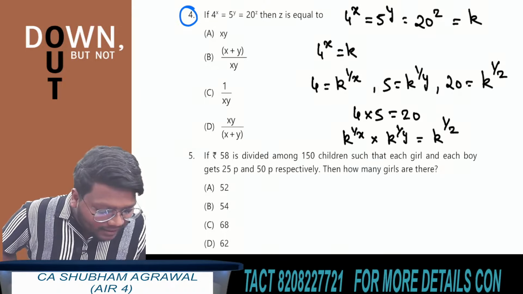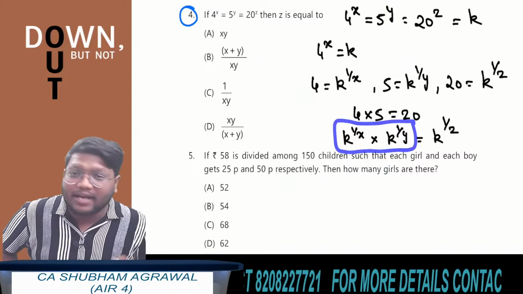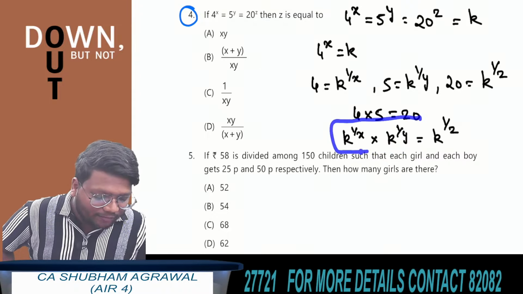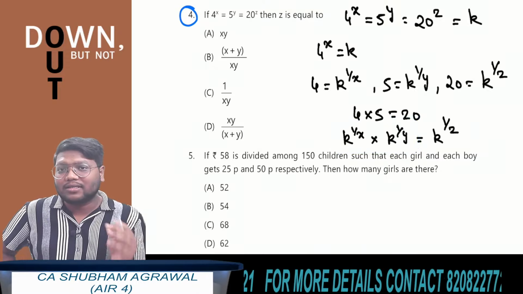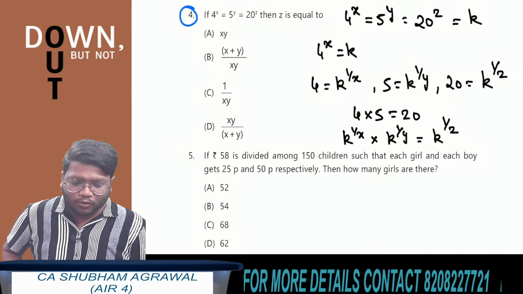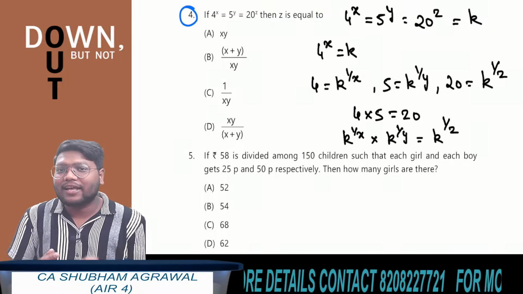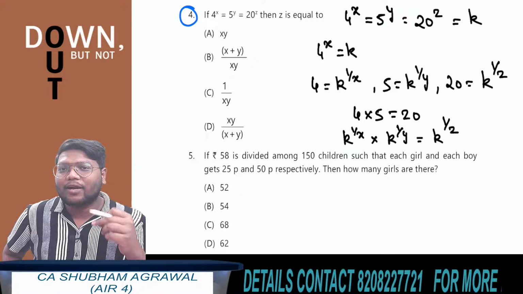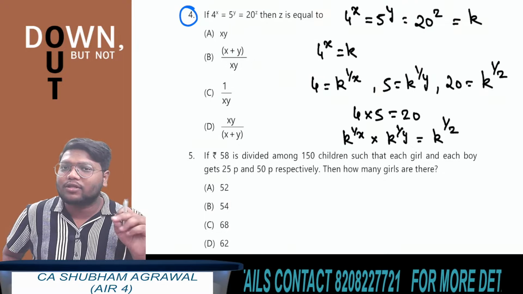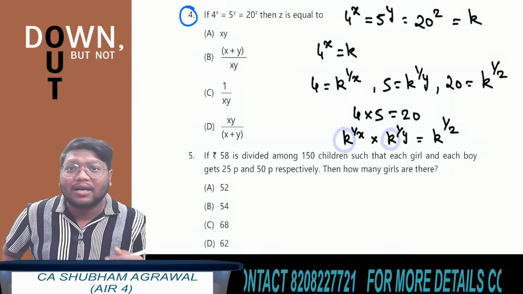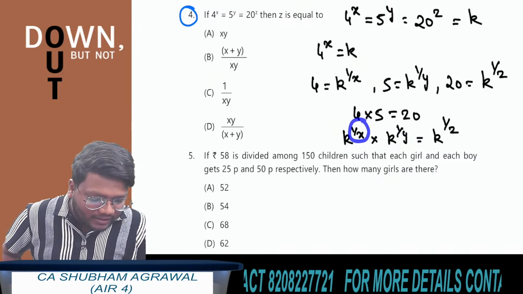Now apply the law of indices here. If the base is the same and we are multiplying the numbers, then we have to add the powers. In the laws of indices we have seen this thing, that a to the power m multiplied by a to the power n, we can write as a to the power m plus n. So if the base is the same, here you can see that the base is the same and we are multiplying the terms, it means we have to add these powers.